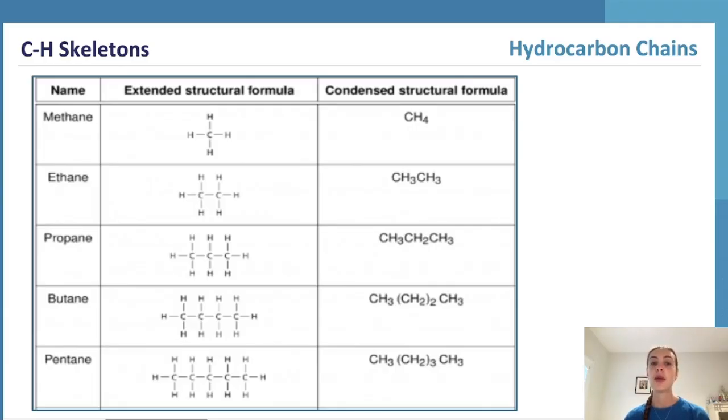condensed structural formula where it's showing still the general structure of the molecule in a condensed version, so being CH3, suggesting that there is a carbon molecule with 3 hydrogens bonded to it, connected again to another carbon molecule with 3 hydrogens bonded to it.